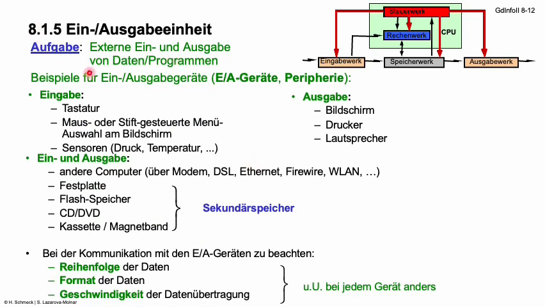Input and output devices are something that we are all very familiar with. They're basically used for external input and output of data and programs. Input devices are those with which we feed data into the computer, and output devices are where we can store data.